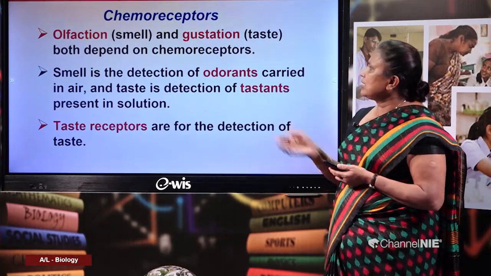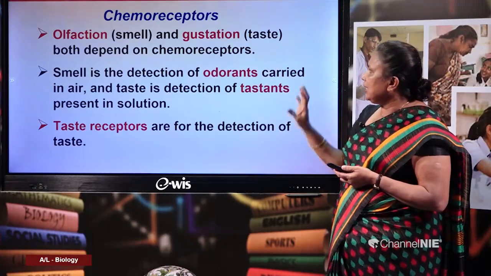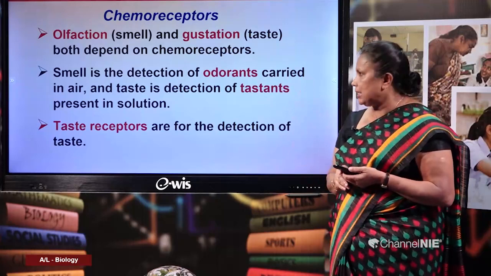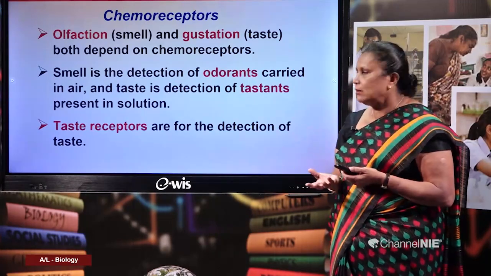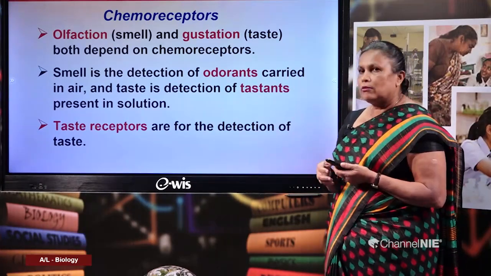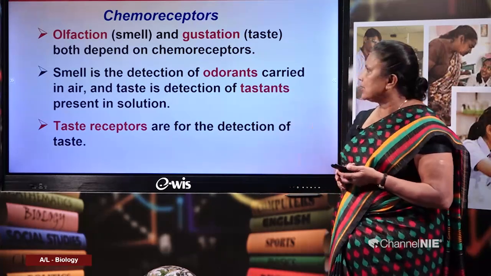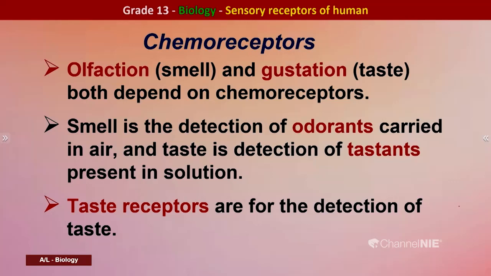So, we need to study more about the detailed structures related to the chemoreceptors. The human can detect the smell and also the taste. Chemoreceptors can do olfaction, that is obtaining the smell, and gustation, that is getting the taste. So, both depend on chemoreceptors.